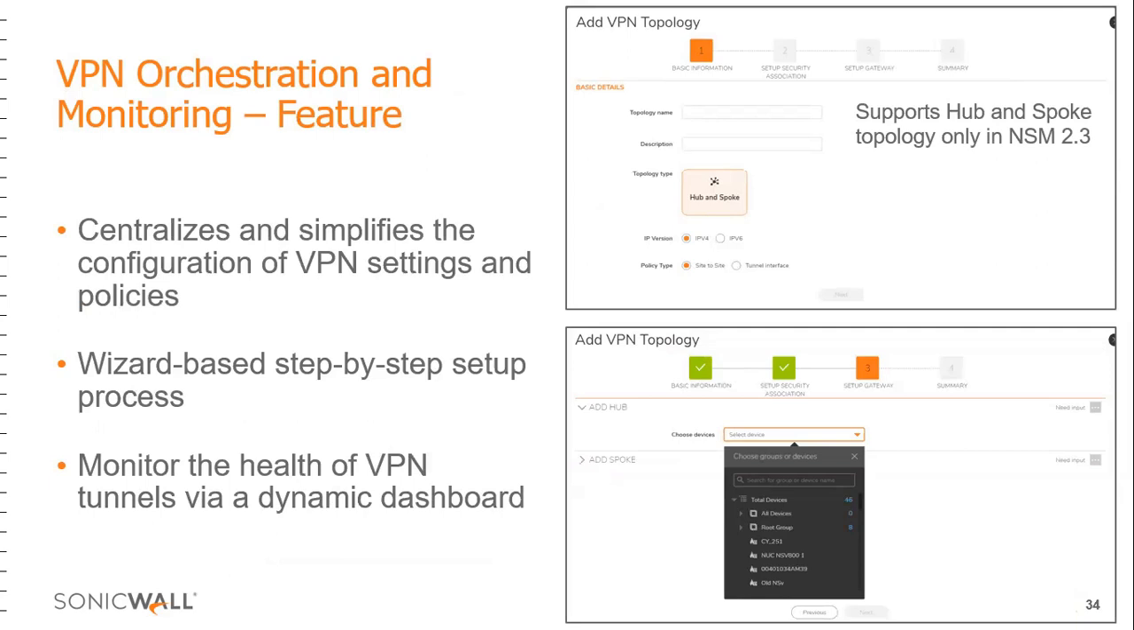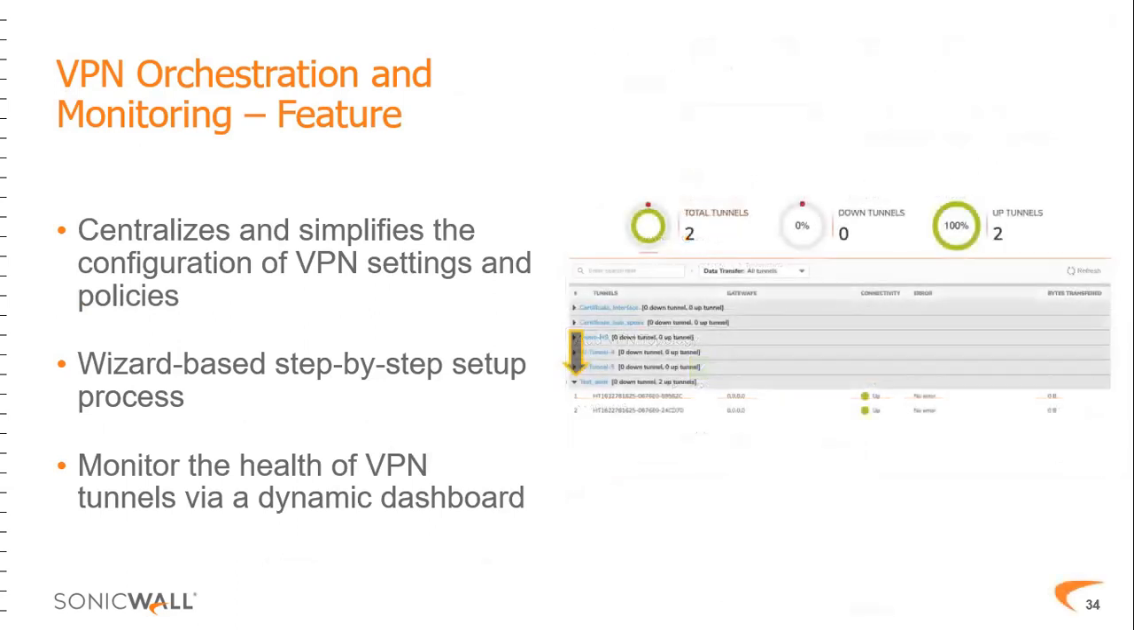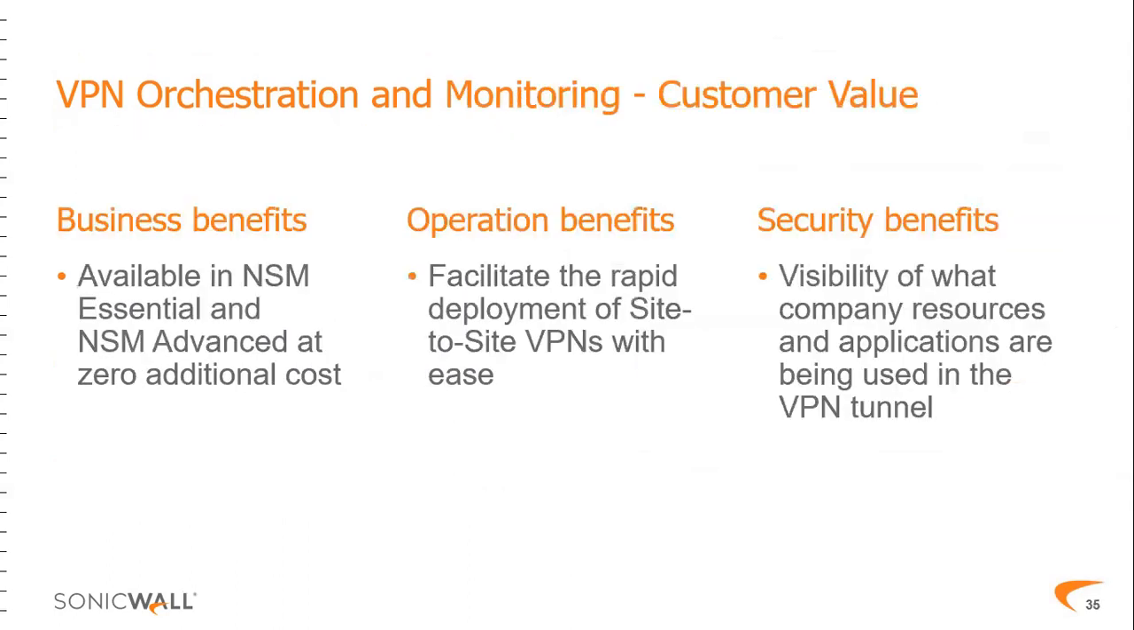It centralizes and simplifies the configuration because they have the wizard. So you can follow the wizard step by step to configure this VPN. And then you can monitor the health of the VPN tunnel. So this is the example. You can see the VPN tunnels showing up here, for all the VPN tunnels you already configured. In terms of the customer value for the VPN, the business benefit is the same as the SD-WAN: it is available in NSM Essential and NSM Advanced licenses without any extra cost.